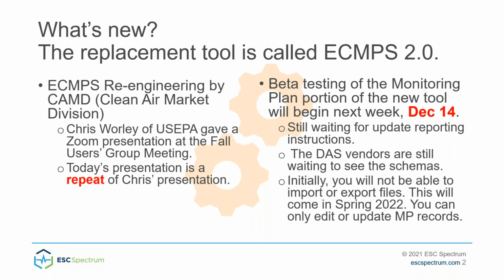What's the new tool? Well, it's called ECMPS 2.0. It's the ECMPS reengineering program by the CAMD group, or the Clean Air Markets Division. Chris Worley of the EPA gave a Zoom presentation during the fall users group meeting about a month ago. Today is a repeat of Chris's presentation.